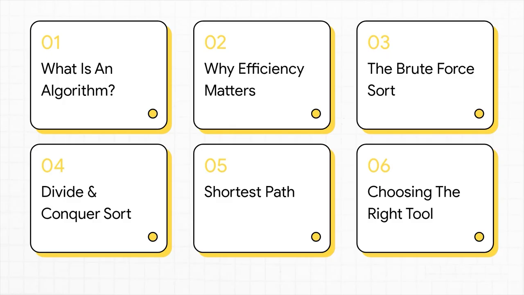All right, here's the plan. We're going to start with the absolute basics. What is an algorithm? Then we'll get into why being efficient is a huge deal. After that, we'll look at two different ways to sort stuff, one kind of slow, one super fast. Then, we'll figure out how your GPS finds the best route, and we'll wrap it all up by talking about how to pick the right tool for the right job.